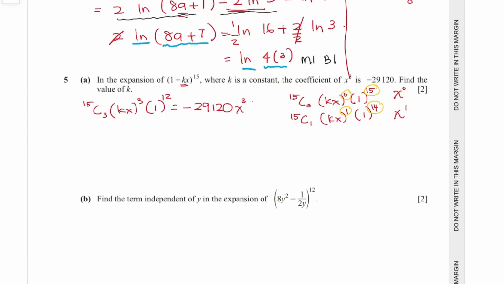Okay, you can get rid of the x cubed anyway because you just want to find out the value of k. Having this, you just need to calculate what is 15c3 k cubed, right? And equate to negative 29,120. Your k would be negative 4. How do you get marks for this? You'll get the first mark when you equate this, okay, correctly into negative 29,120. That is your method mark 1. The second mark is when you get it correctly, that k is equal to negative 4, A1.